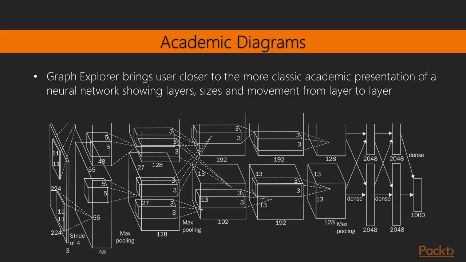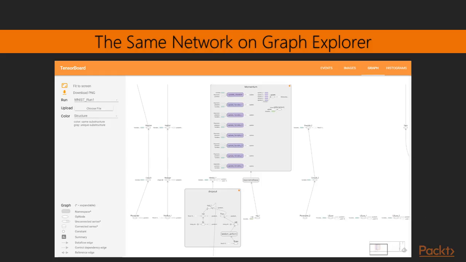Here's an example of AlexNet model. We will now translate this into our Graph Explorer and see how it looks there. As you can see, this network is quite complicated, but Graph Explorer is doing well in breaking everything into comprehensible components, which makes the model debugging very easy.